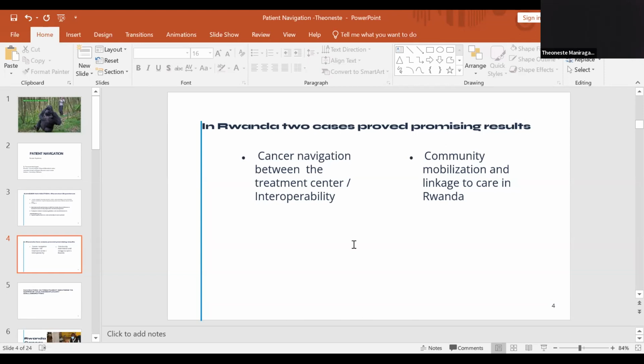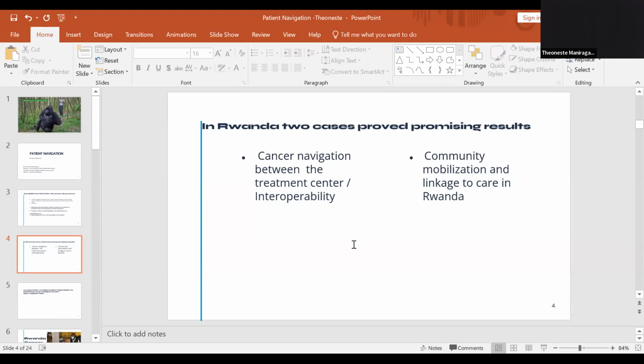In Rwanda, the way the healthcare system is organized, at the top we have the teaching hospitals, followed by some referral hospitals. That's the top leadership. Then you have district hospitals, which are nearer to the community, and then health centers and health posts, which are in the community.